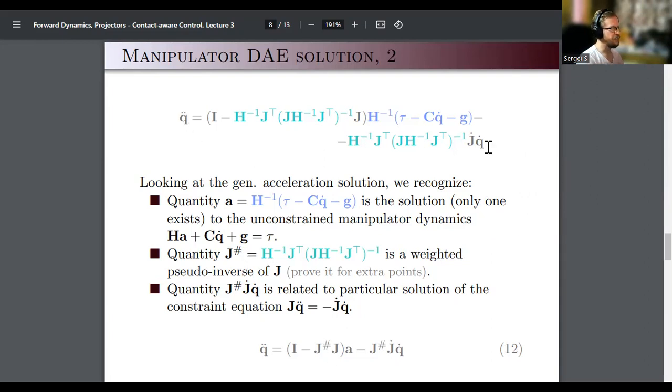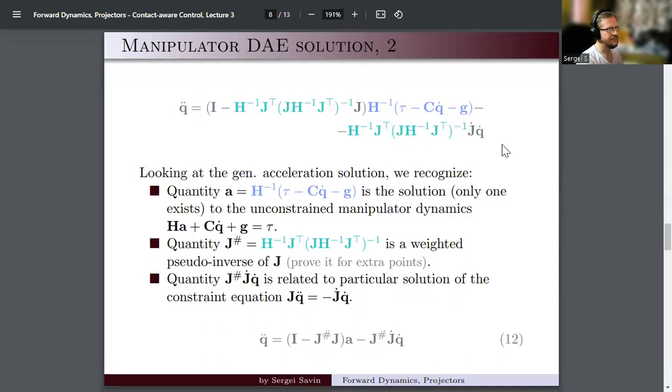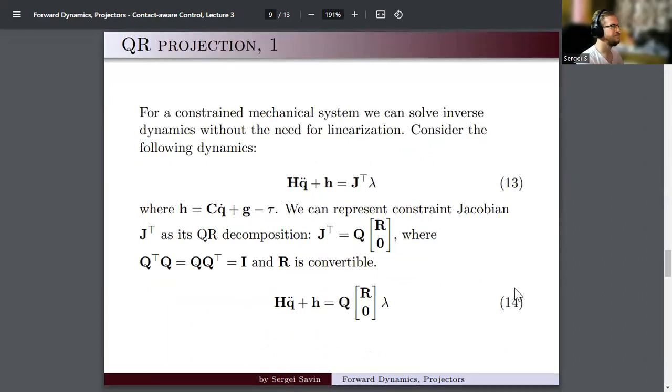Good. So now I think I explained why this equation makes sense. It has a structure, and the structure is sensible. Good. Now let me present you with yet another attempt to write this problem in a compact way. The attempt looks like this.